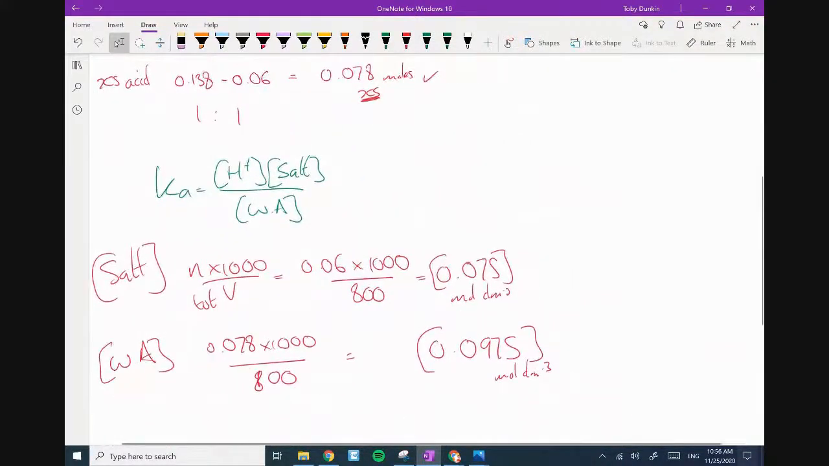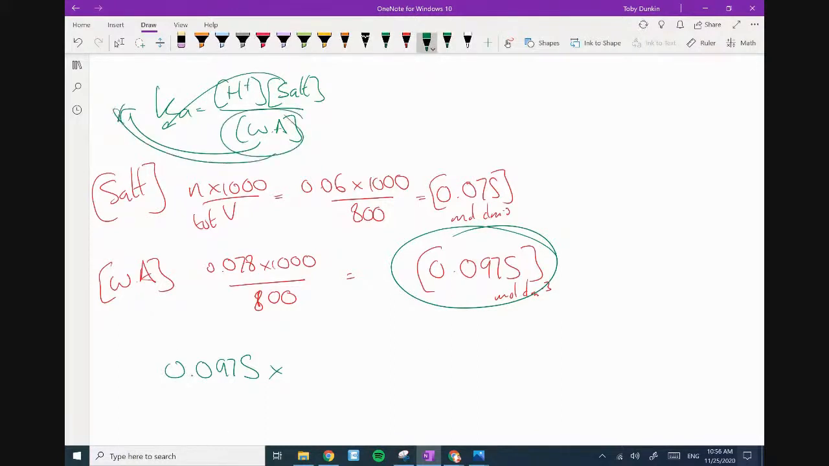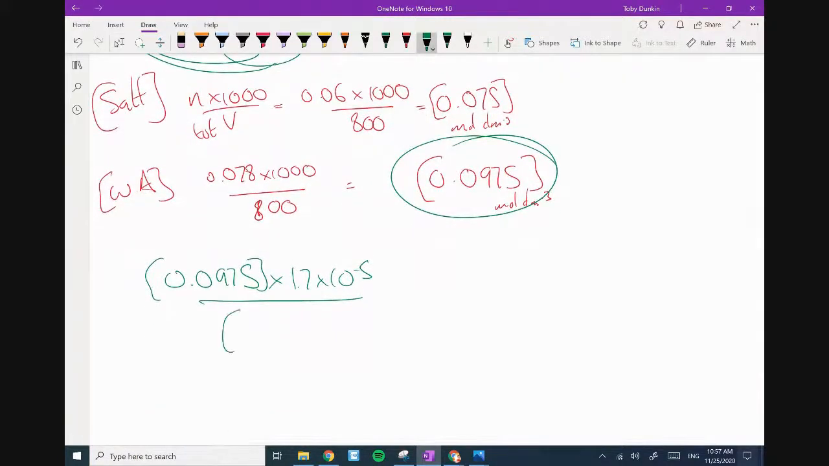Right, now I can insert these numbers into my Ka roadmap and reorganize. Bring the weak acid over and the salt down. So I've got the weak acid, which is 0.0975 multiplied by, that's this bit here, which is the weak acid, and I'm bringing that one over to multiply it by the Ka, 1.7 times 10 to the minus 5. All over the salt concentration, which is 0.075, equals H plus.